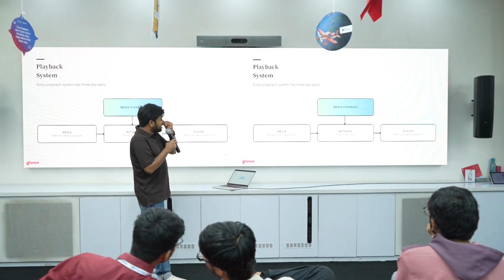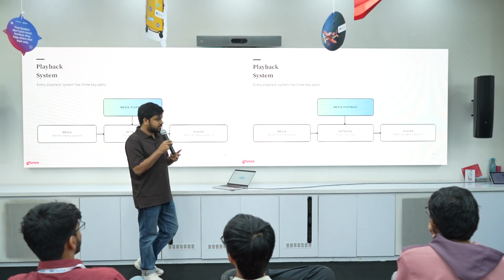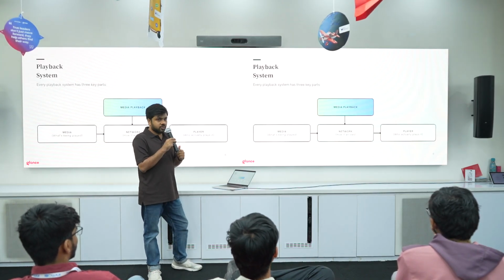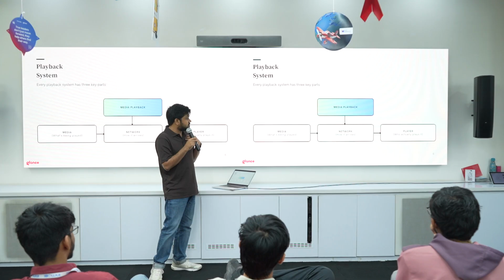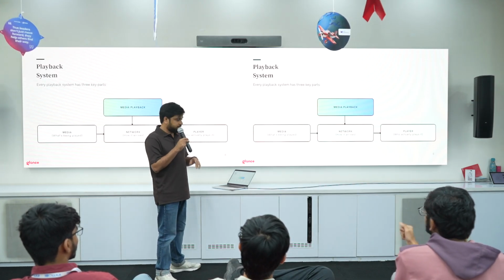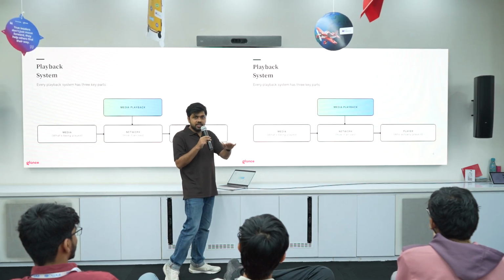So any playback system has primarily three components. One is media, what is getting played. The other one is network, how media is being transported. And the third one is player, who actually plays the media. So we'll discuss these three components in order.